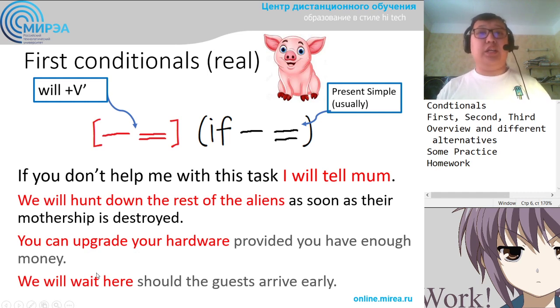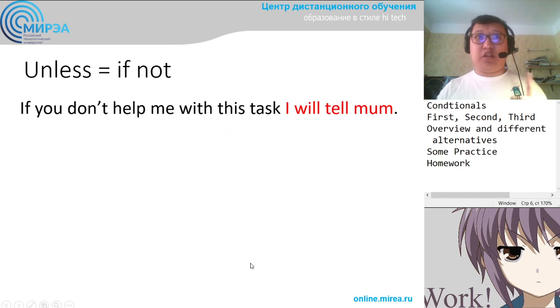So we'll wait here should the guests arrive early. So you can say in case the guests arrive early, or should the guests arrive early, or if the guests arrive early, we'll wait here for that case. So again, we use future simple, will wait, in the main part, and present simple, guests arrive, in the if part. So this is about the first conditional. Let's see the other one.